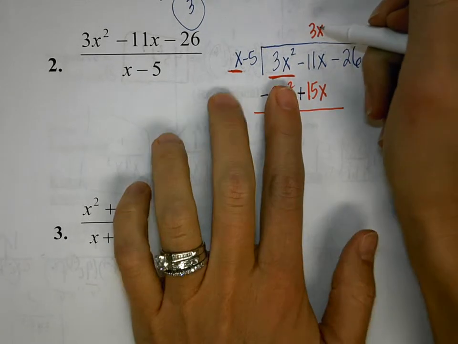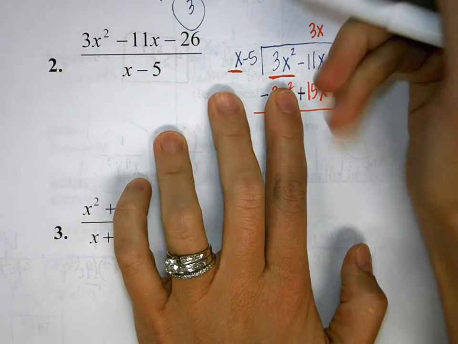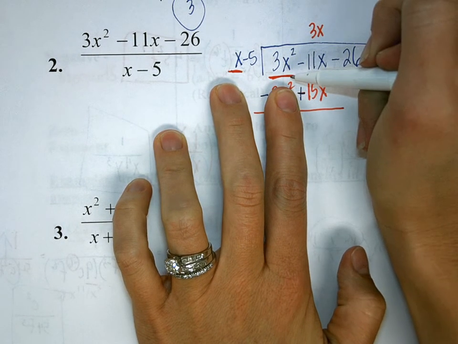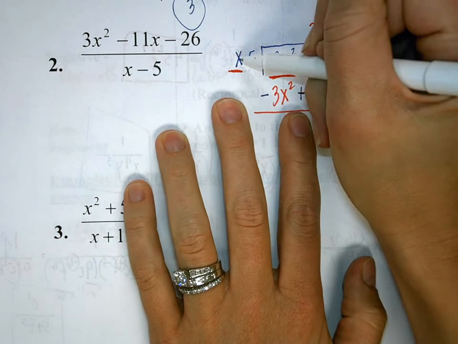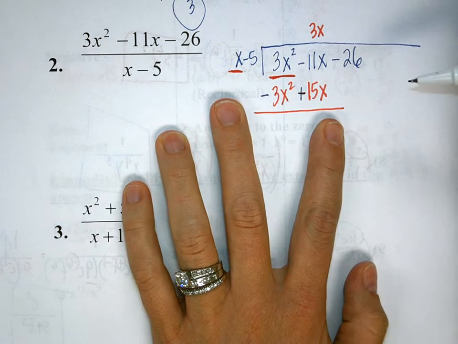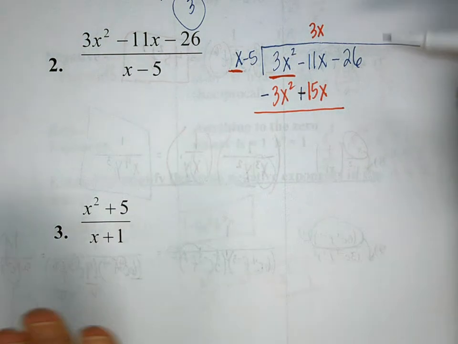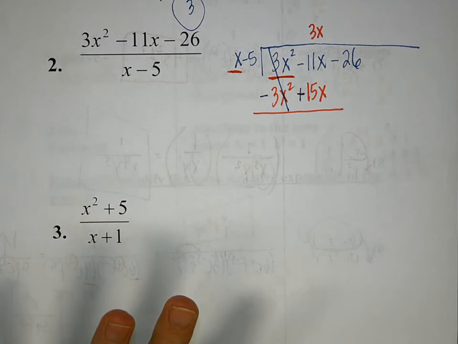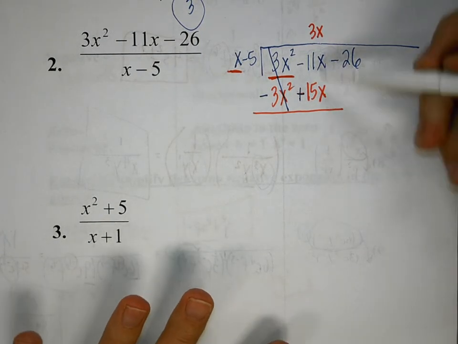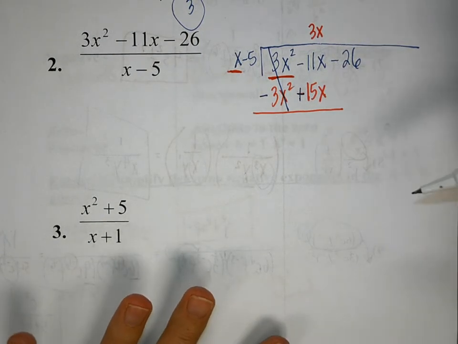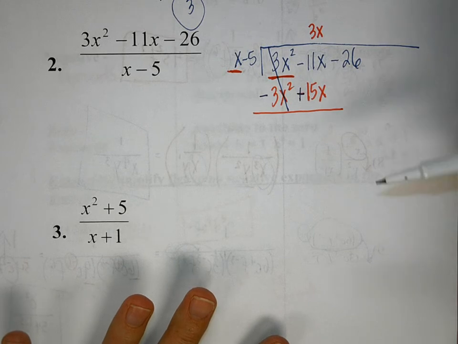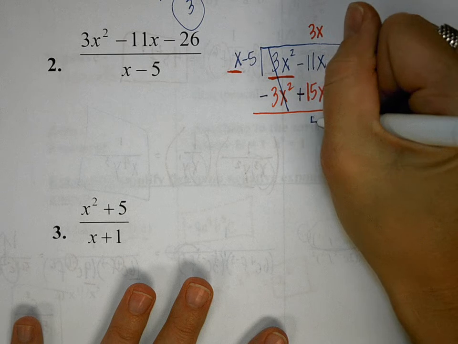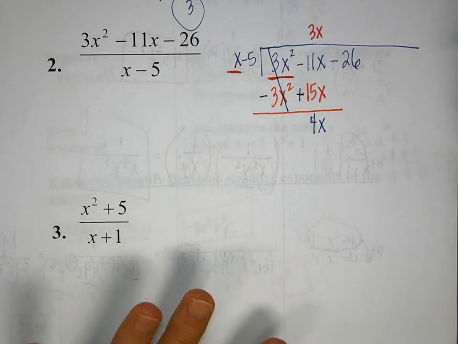Because we're looking at our first 2 terms, right? And we know that 3x times x makes 3x squared, right? So then you have to take that and multiply it here and here to get these 2 terms. Okay, so now when we're subtracting, these cancel, which is what we want. If those don't cancel, you did something wrong. What do we do when you have a negative and a positive? Subtract and take the sign of the bigger one. So 15 minus 11 is positive 4x. Good, because 15 was bigger.